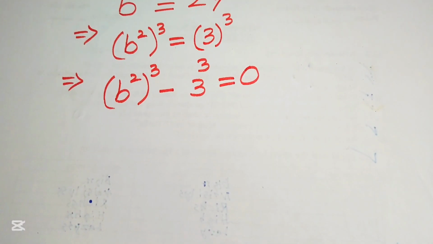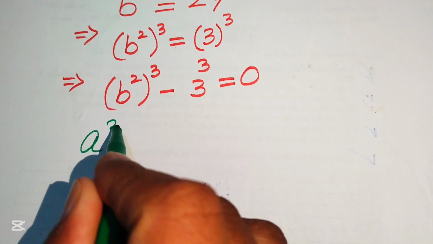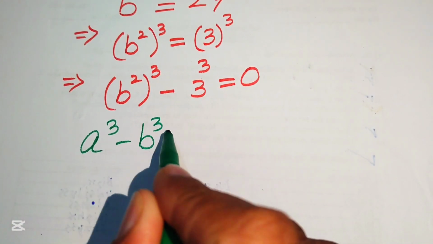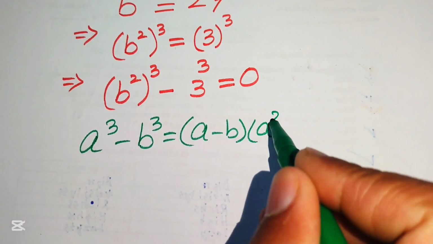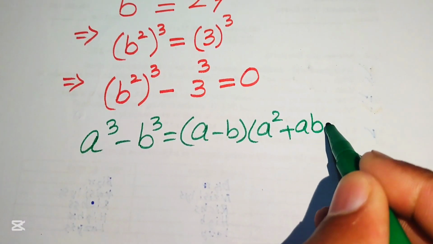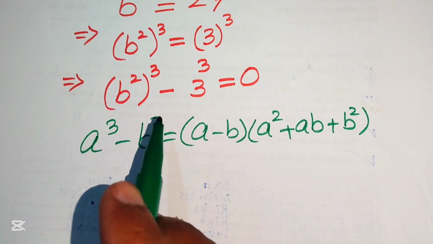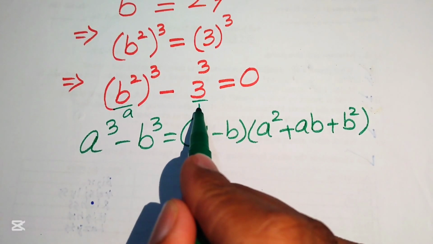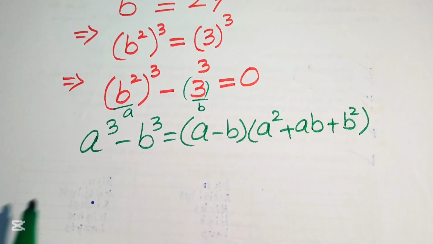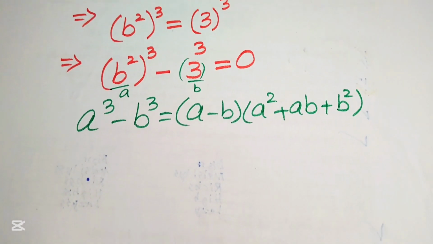After this step, we need to use a nice cubic formula. You know that a cubed minus b cubed equals a minus b times a square plus ab plus b square. So here we need to apply this nice cubic formula to the above term. Here you see that b square is our a and our b is equal to 3. Okay, so now according to this formula we write our above equation in this form.